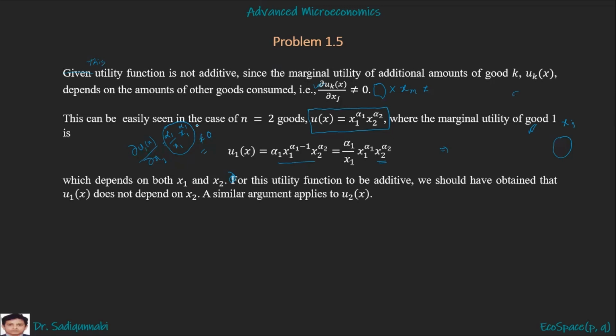Sorry, this is not the right one. So this could be alpha 2 x2 to the power alpha 2 minus 1. So this is a function of both x1 and x2. Okay. A similar argument can be applied for good x2.